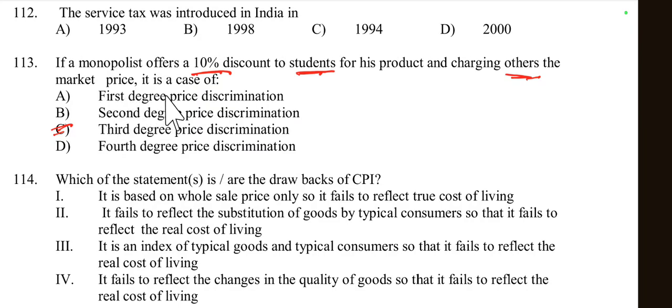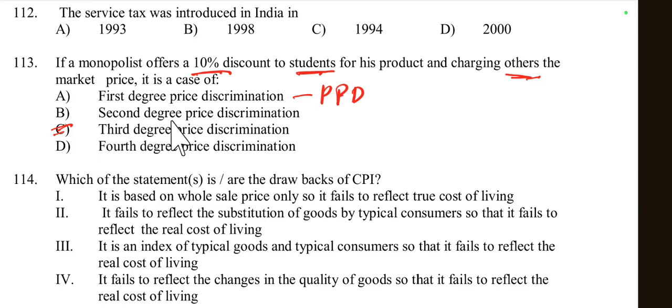First degree price discrimination is also called perfect price discrimination, because this occurs when a seller charges each consumer the maximum price they are willing to pay. For example, an auction where each bidder is willing to pay a different amount for the item, and the price is set individually based on each bidder's willingness to pay.